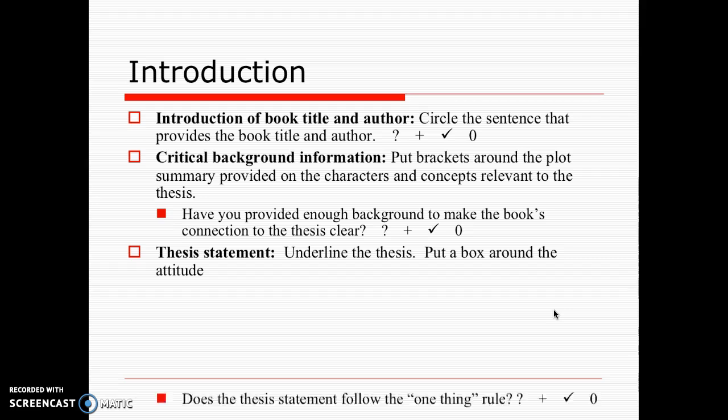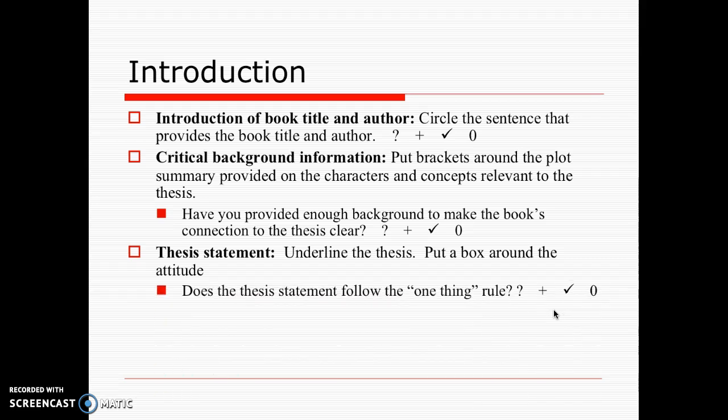So the first thing you want to do is ask yourself, does the thesis statement follow the one thing rule? If you're not sure, you have questions about it, write down those questions, put a plus by it, again, if you think it's done as well as you can do it. Put a check mark by it if you've got something there and you think it works basically, but you also see a way that you can improve it. And then put a 0 there if you know that that's something that you've missed, and just write a note to yourself about that.